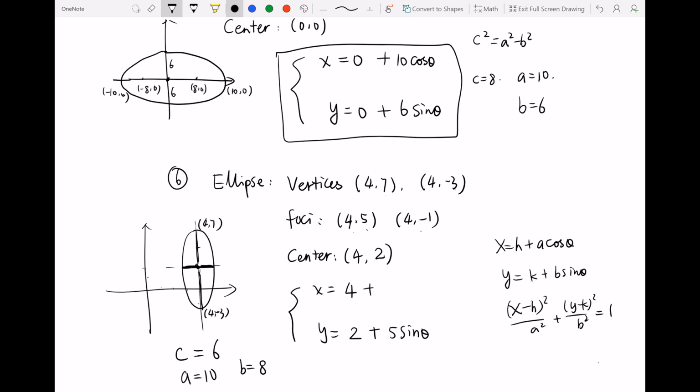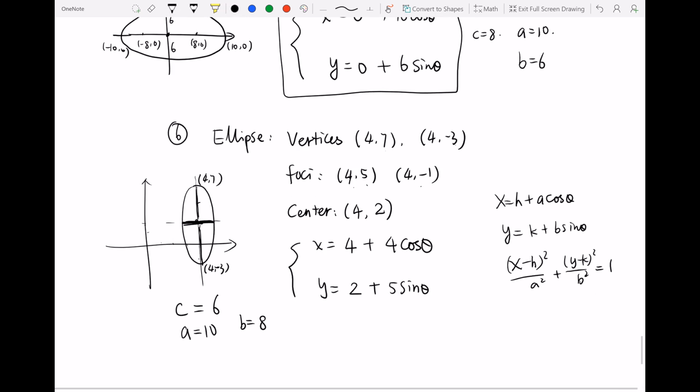The length is 8, so the x direction is 8. Half of it is 4. So it's 4 cosine theta. Does it make sense? Okay. You find the length in the x direction. Follow the axis, the major axis, y direction or x direction. Find the length, and it's just starting from the center.